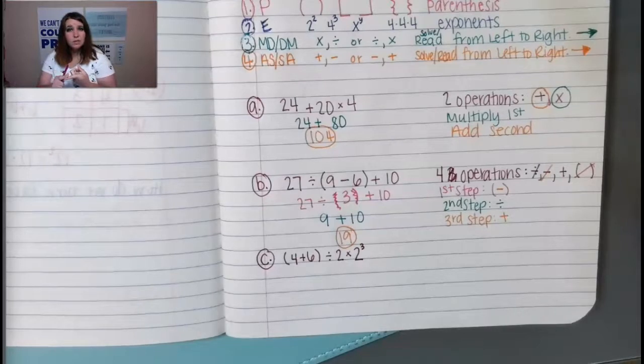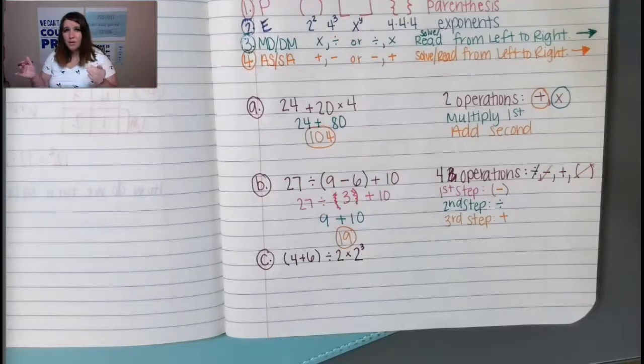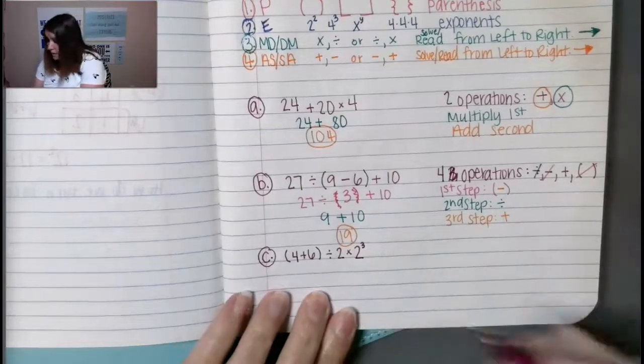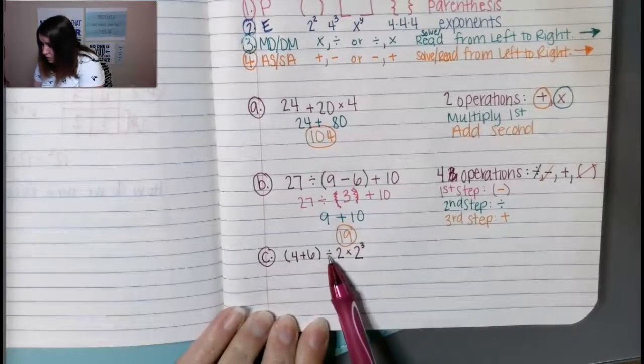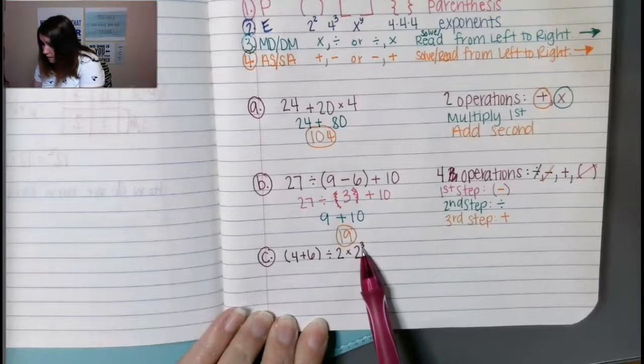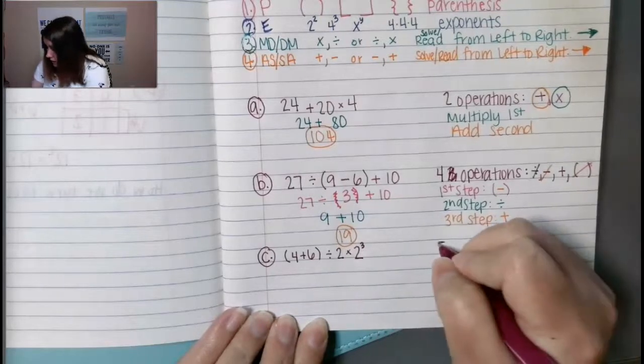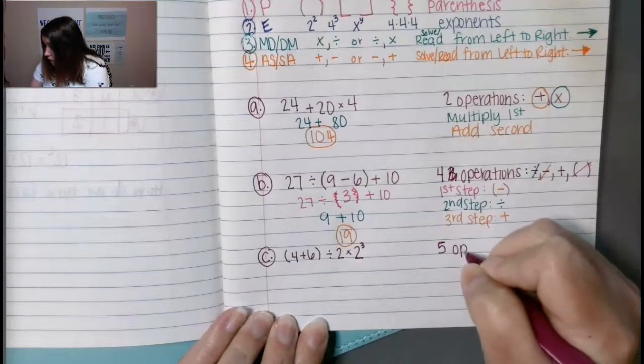Remember, exponents are operations because we're multiplying. So that is really going to become a multiplication. We also have division and we have parentheses again. So I'm just going to write them in the order that I see them. So how many operations do I have? I have 1, 2, 3, 4, 5. So this one tells me I have 5 operations.